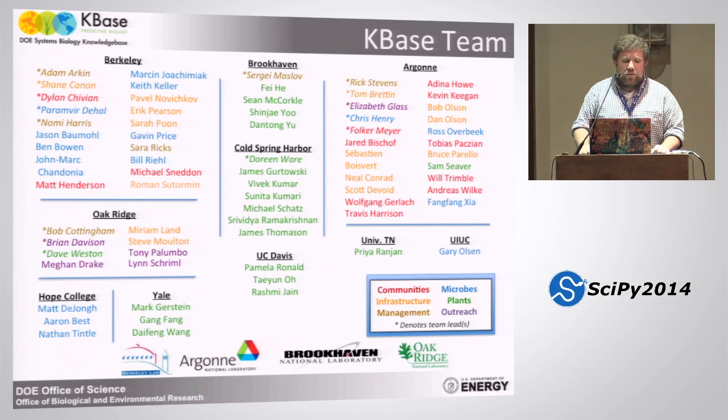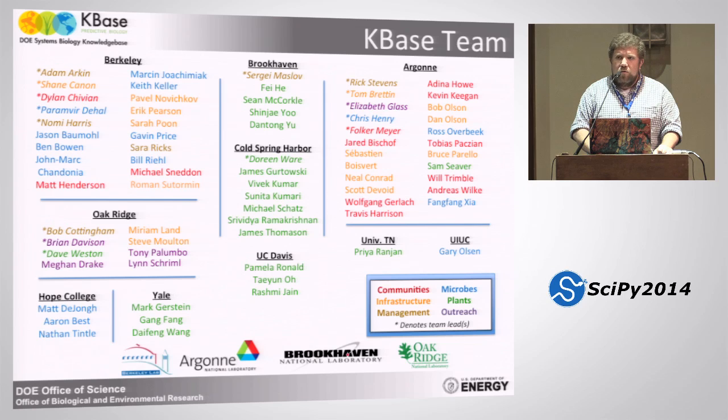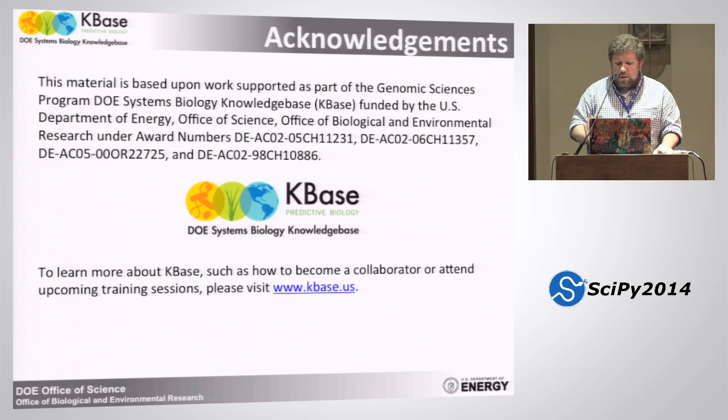So a little bit about the KBase team. We're a pretty large team. There are about 80 of us spread across four national labs: Berkeley, Brookhaven, Argonne, and Oak Ridge. We also have strong collaboration with Cold Spring Harbor Laboratory, a number of colleges, and a number of university professors we work with. And again, I would just like to mention, come check us out at kbase.us, and I'd be happy to take any questions.